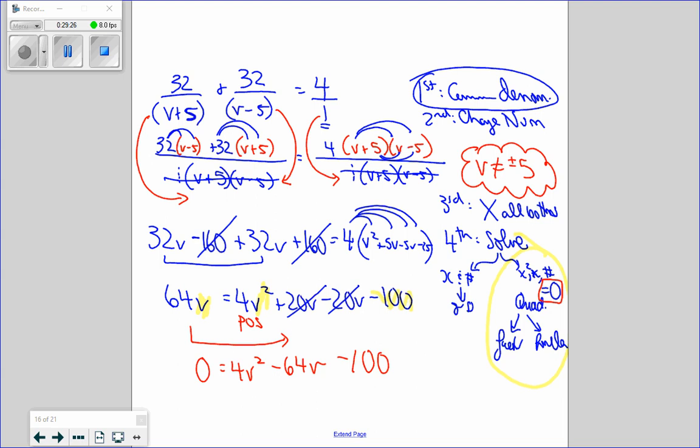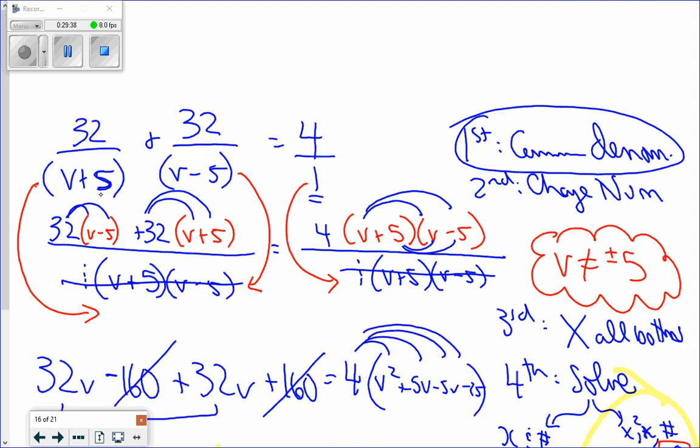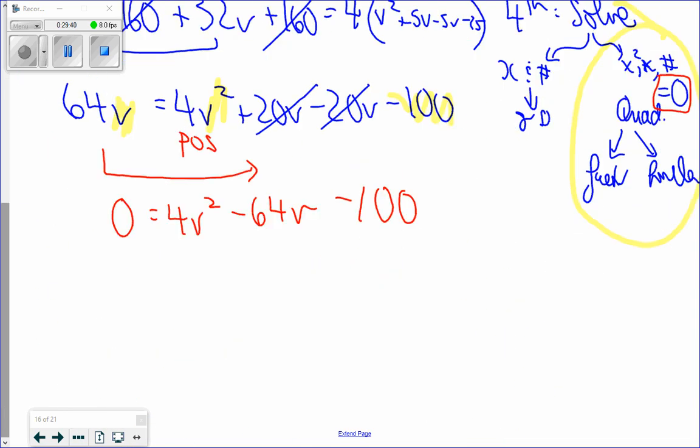This is where I started crying. It is not factorable. So what you want to do first, the first thing you do is you cry, okay? Once you get over yourself, what you're going to do is try to factor.